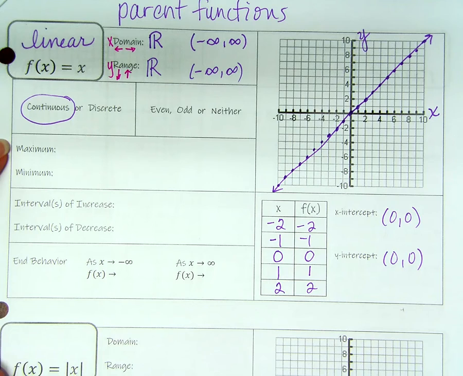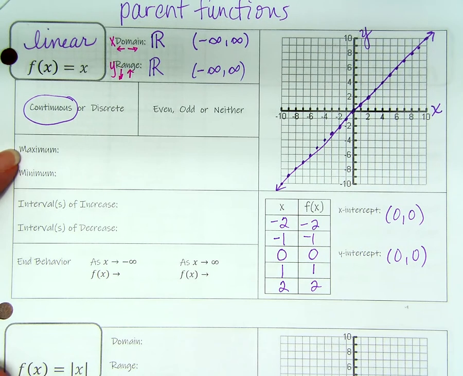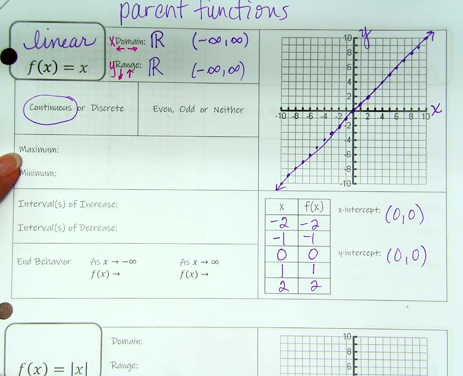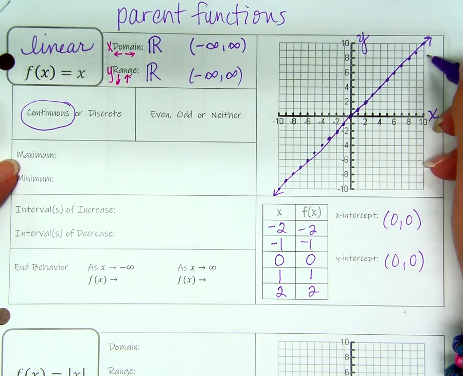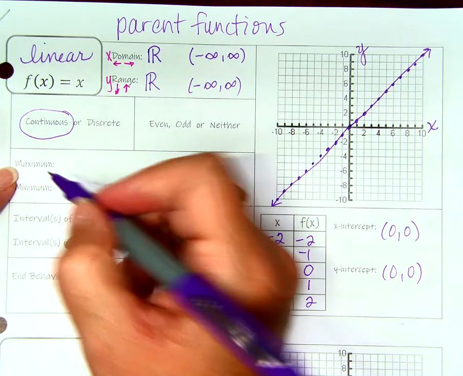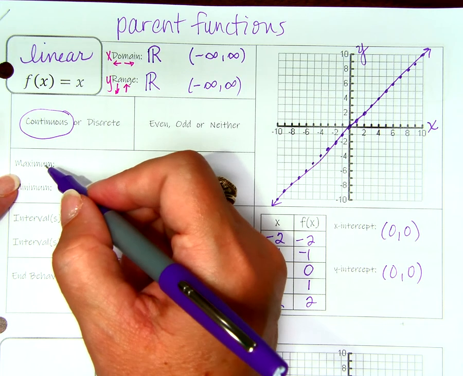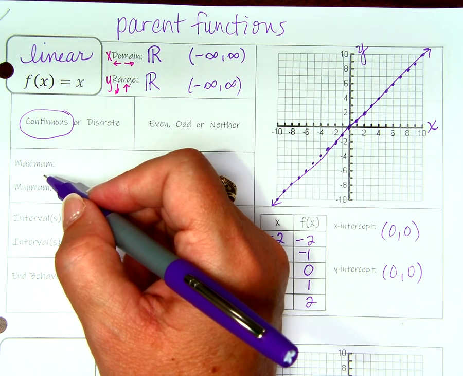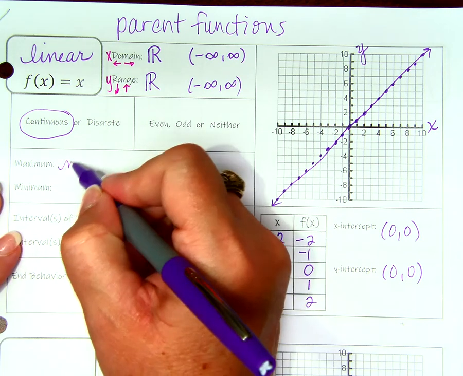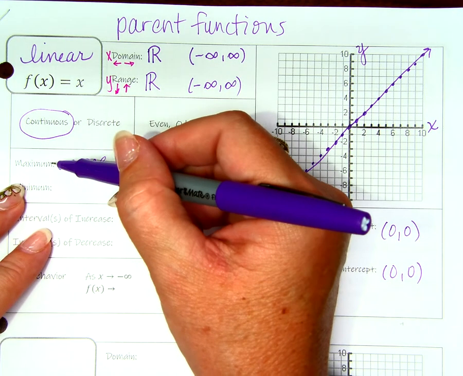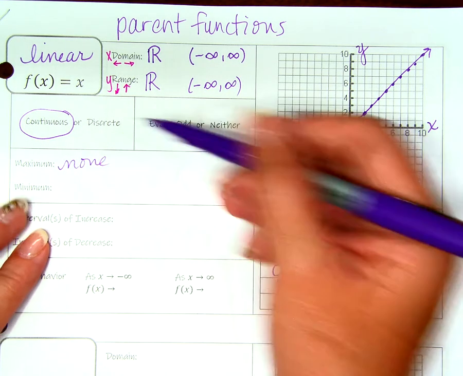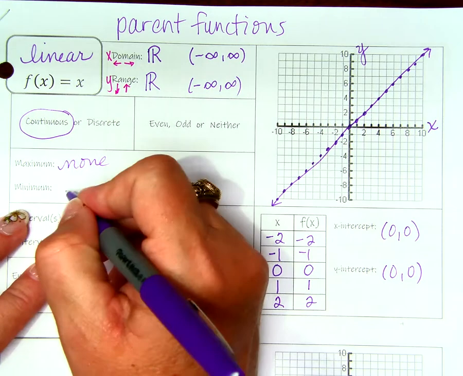Okay. Maximum and minimum. What's the highest point on this graph? Well, what do you mean? I have one right up there. Oh, all real numbers. Oh, because it keeps going, right? So, let me ask it again. What's the highest point on the graph? There isn't one. It does go to infinity. I agree with what you're saying. But if I'm asking you what's the highest point, there's not one because it keeps on going. Okay? What about the minimum? None. There's not one.